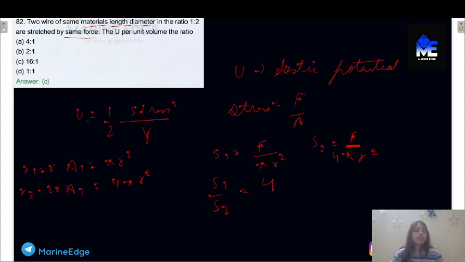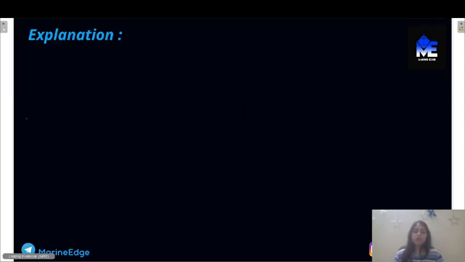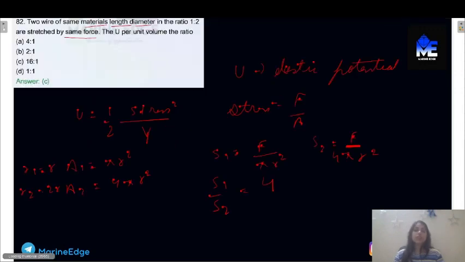And as we can see, the ratio of elastic potential energy, U1 upon U2, is equal to S1 square upon S2 square. So that is 4 square. It will be 16, correct? So our answer will be C.